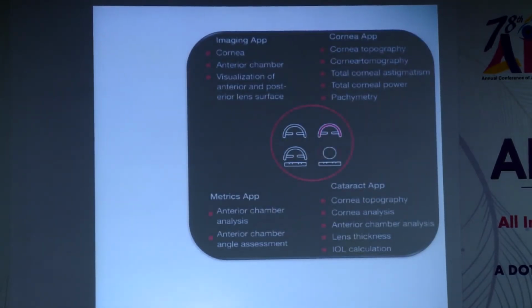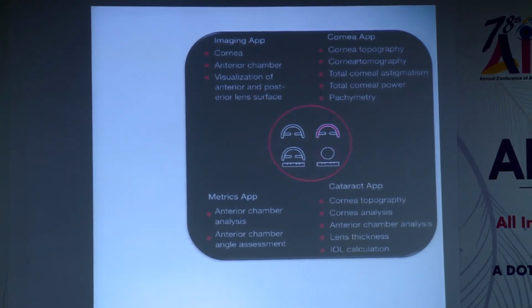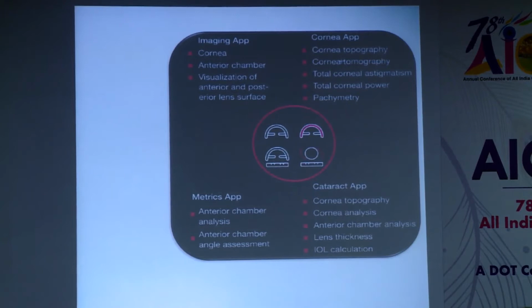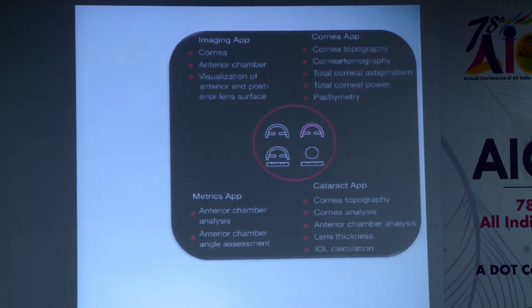The software has 4 apps inbuilt in it: the imaging app, the cornea app, metrics app, and the cataract app. Now the imaging app gives us data on the cornea, the anterior chamber, visualization of the anterior and posterior lens surfaces. The cornea app gives us topography, tomography, total corneal astigmatism, total corneal power, and pachymetry. The metrics app gives us the anterior chamber analysis and the anterior chamber angle assessment. My colleague Dr. Pooja will be talking about that in the next presentation. The cataract app gives us corneal topography, corneal analysis, anterior chamber analysis, and the lens thickness along with IOL calculations.